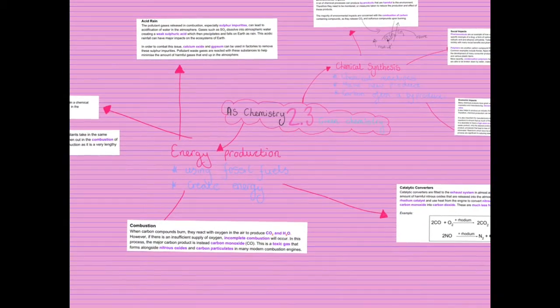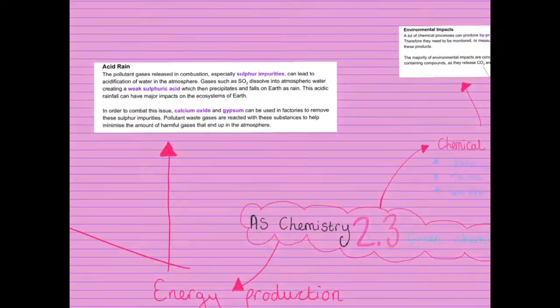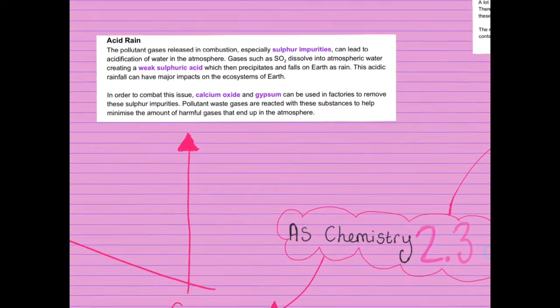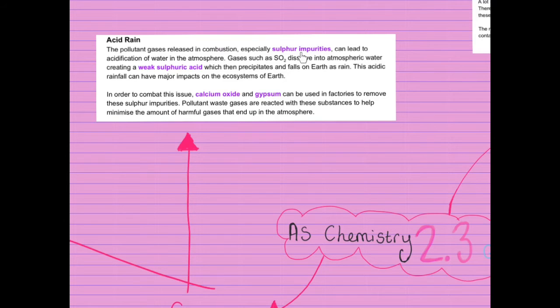Another big thing that comes with burning fossil fuels is acid rain. Okay, an awful lot of sulfur impurities are released when we burn fossil fuels. That can go up into the atmosphere, into the water, into the clouds, produce sulfur dioxide, creating weak sulfuric acid. Okay, this falls on the earth as rain, and that has major impacts on ecosystems, obviously limestone structures, but also ponds, lakes.